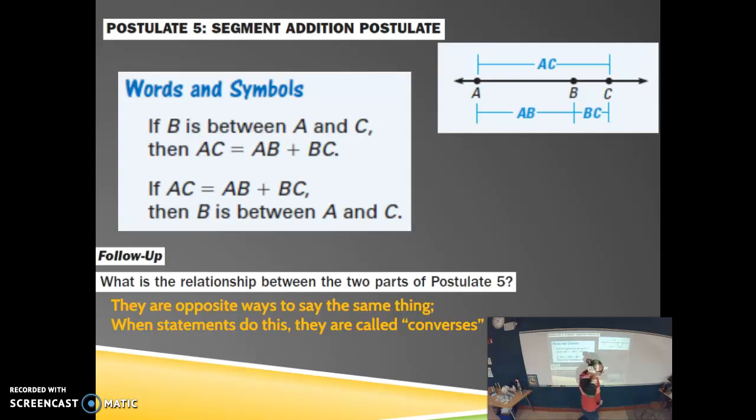Notice what we have here. This is coming off of our logic unit, right? This if-then statement and the second if-then statement are the converse of each other. This is an instance where the converse is true. If B is between A and C, then AC equals AB plus BC. And remember, for the converse, we flip things. So if AC equals AB plus BC, then B is between. So we have a way to prove that it's between. The contrapositive, which is also necessarily true, would be: if AC does not equal AB plus BC, then B is not between A and C.